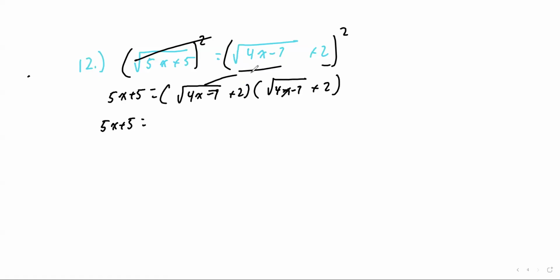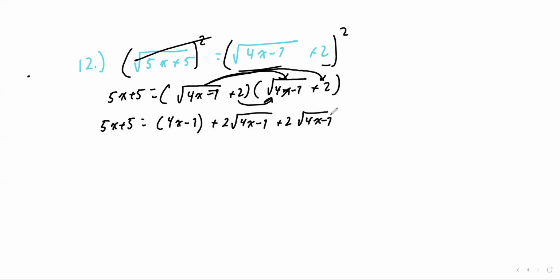Square root of 4x minus 7 times the square root of 4x minus 7 is actually just 4x minus 7, because the square roots cancel each other out and you're left with just the radicand. Then you're left with square root of 4x minus 7 times 2, which will give you 2 square root of 4x minus 7. And then 2 times that would give you another one. And then 2 times 2 would just give you 4.